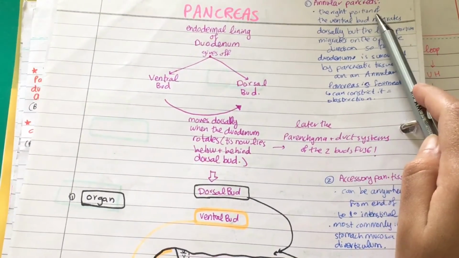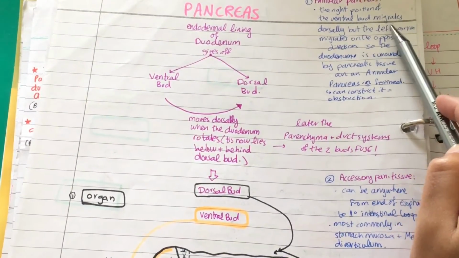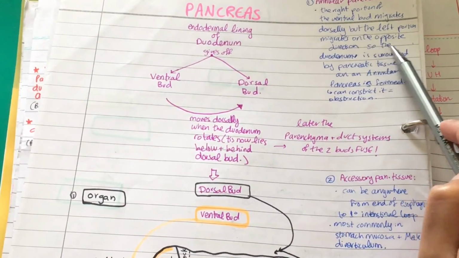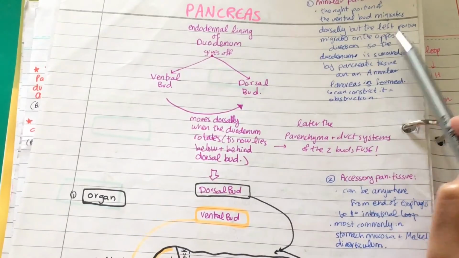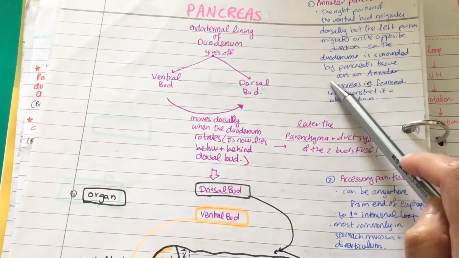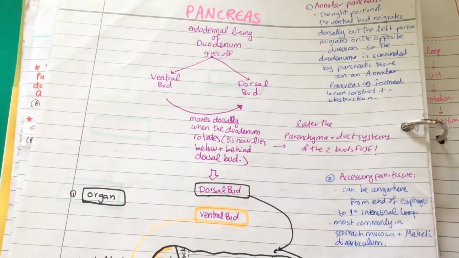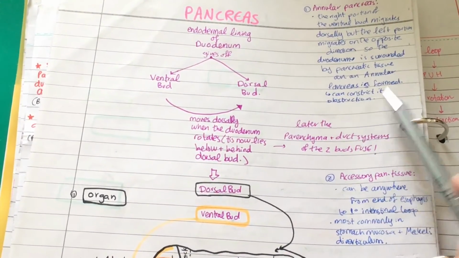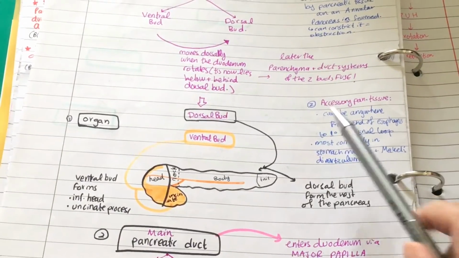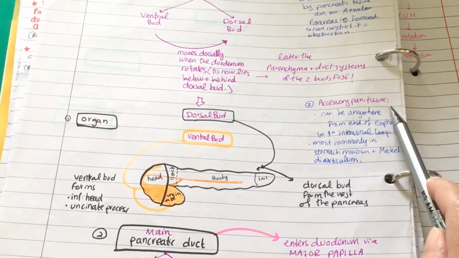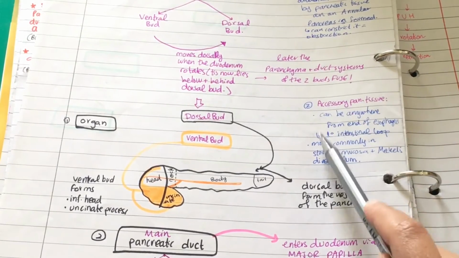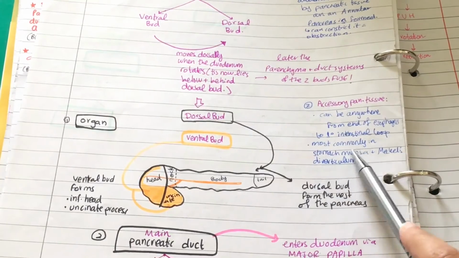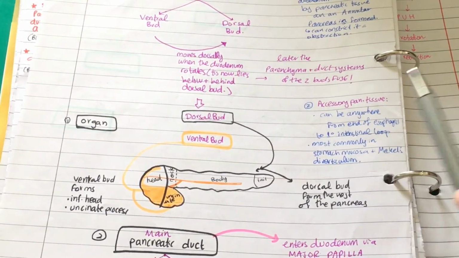The right portion of the ventral bud migrates dorsally, but the left portion migrates in the opposite direction. So the duodenum is surrounded by pancreatic tissue and an annular pancreas is formed. It can constrict it, which leads to obstruction. And then we have accessory pancreatic tissue, which can be anywhere from the end of the esophagus to the primary intestinal loop. It is most commonly in stomach mucosa and Meckel's diverticulum.